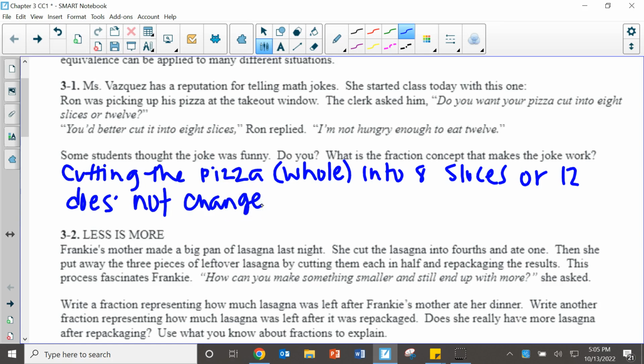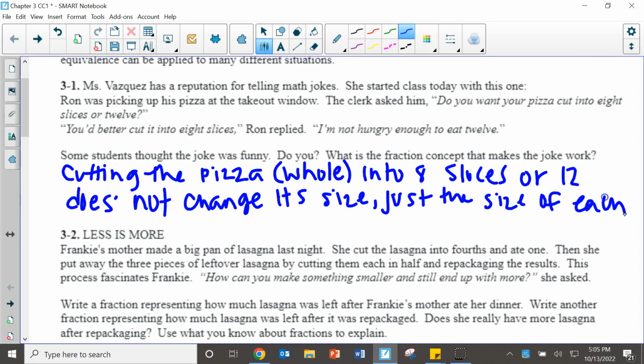Goodness, my handwriting is terrible like this. Just the size of each slice. So I'll read that again because that is hard to read.